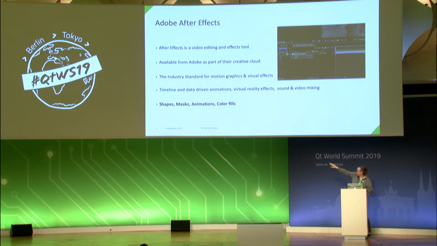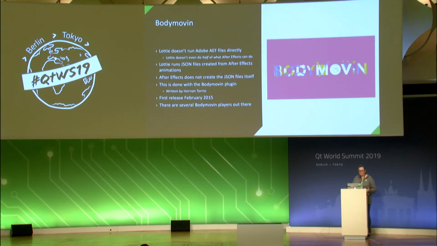The particular part of Adobe After Effects which we're interested in is this little bit at the bottom: the shapes, masks, animations, and color fills. It's also used to create these icons, where you create a shape, various masks and translations, and do all sorts of crazy things, as we'll see. Of course, the Lottie plugin doesn't run the After Effects animations directly. They're passed through a plugin called Bodymovin, which creates JSON files from the After Effects animation. It reads the animations and exports them as a JSON file, kind of similar to SVG, not exactly the same, all in JSON.